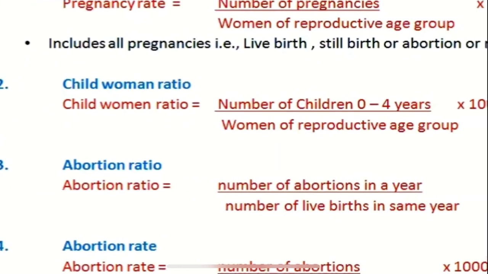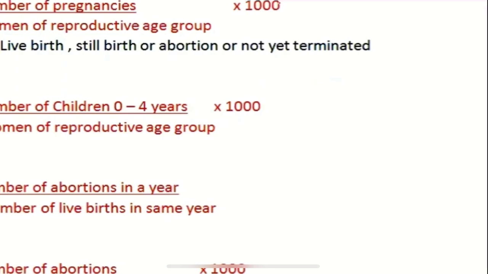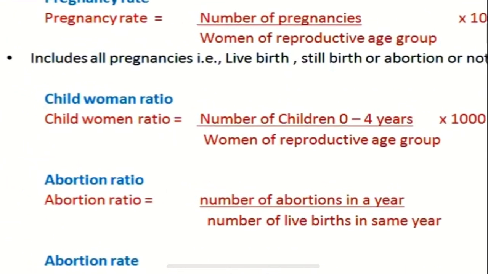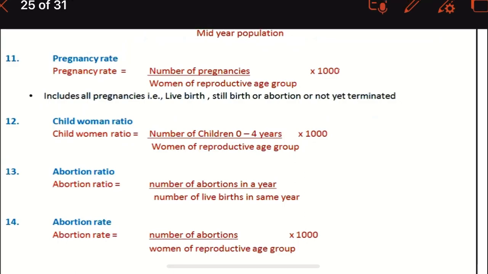Here, the pregnancy will also include the live birth, stillbirth, abortion, and also the pregnancies which are not yet terminated. So, all these include the women of reproductive age group who are pregnant. The live birth pregnancy, the stillbirth pregnancy, abortion, everything falls under the pregnancy rate. Child women ratio, the number of children.